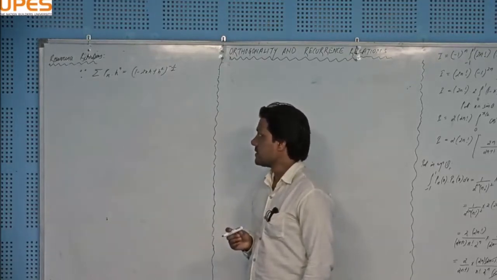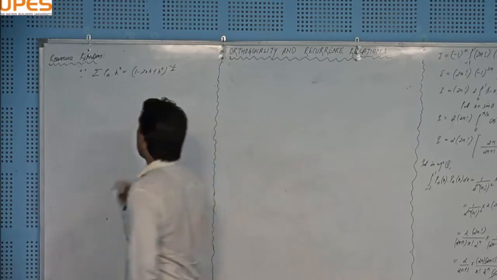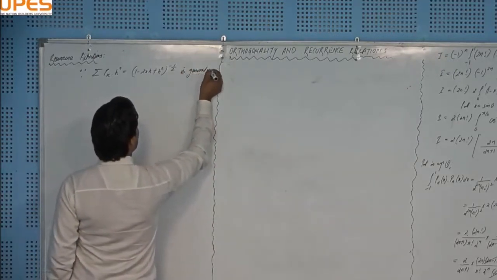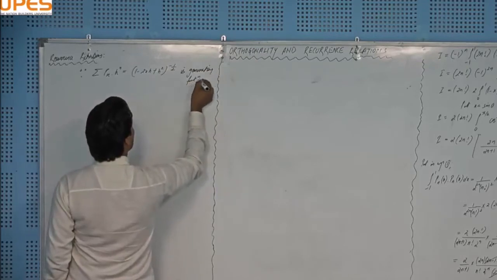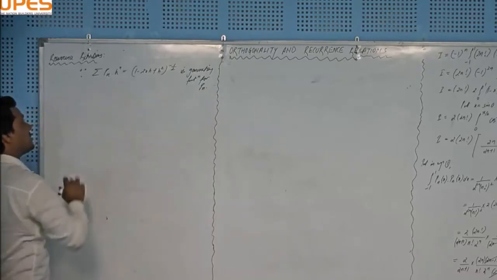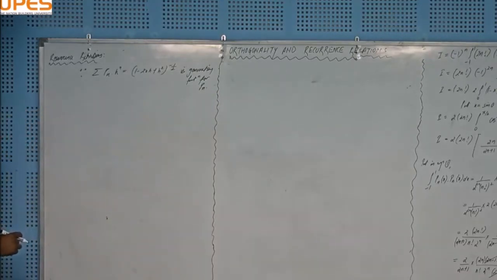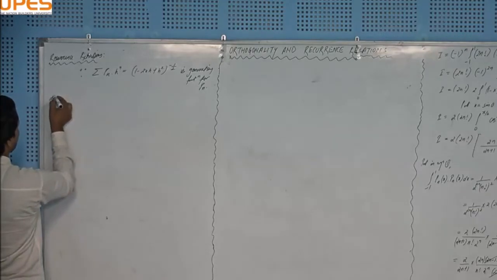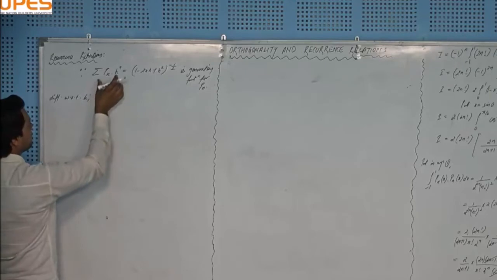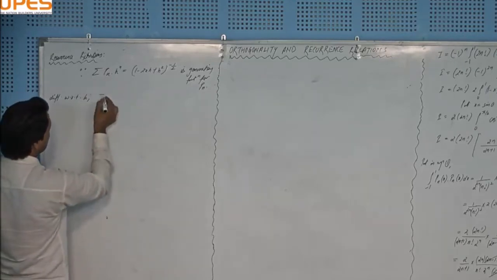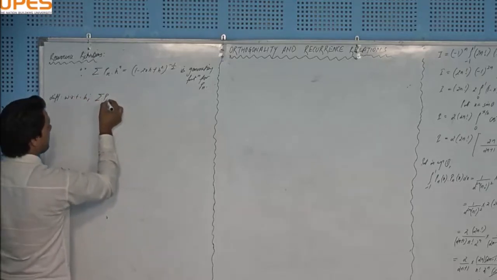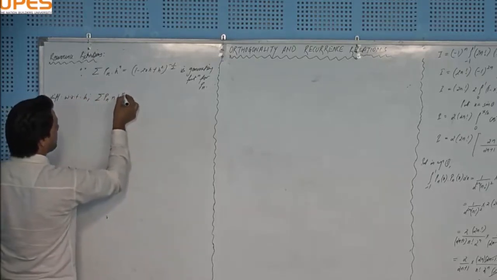Okay, so using this generating function for Pn(x), I will differentiate it with respect to h. On differentiating it with respect to h, it will give you the summation, and I am not writing the range here, of Pn n h to the power n minus 1.